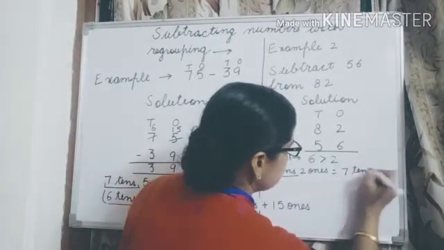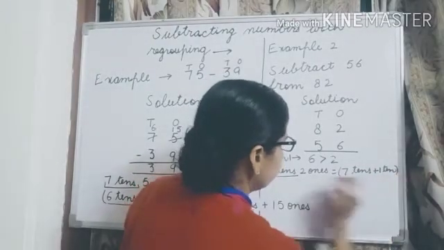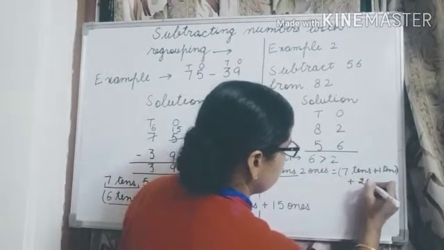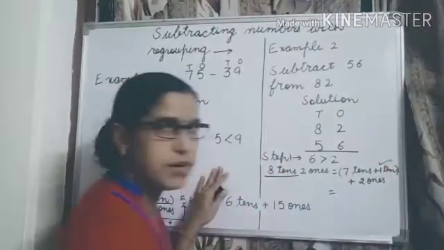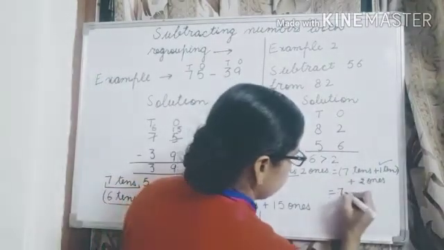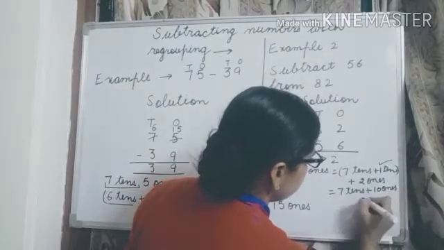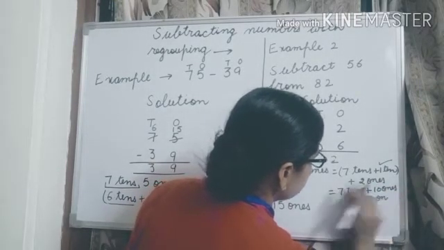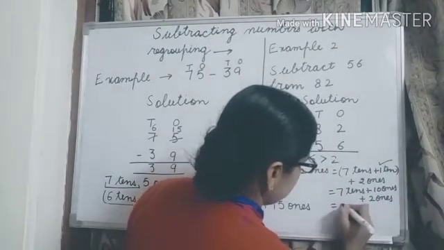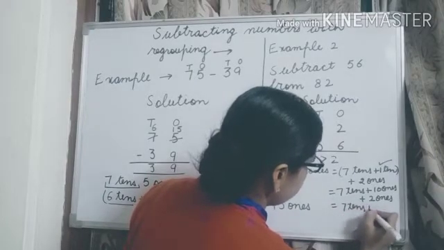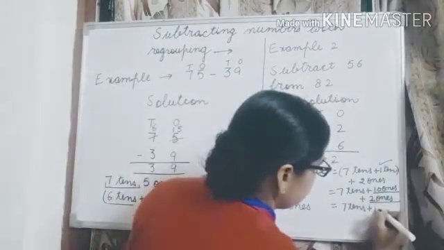7 tens plus 1 ten, and this is 2 ones. Then this 1 ten will be converted into 10 ones. 7 tens plus 10 ones plus 2 ones. So 7 tens, and 2 ones and 10 ones make 12 ones.